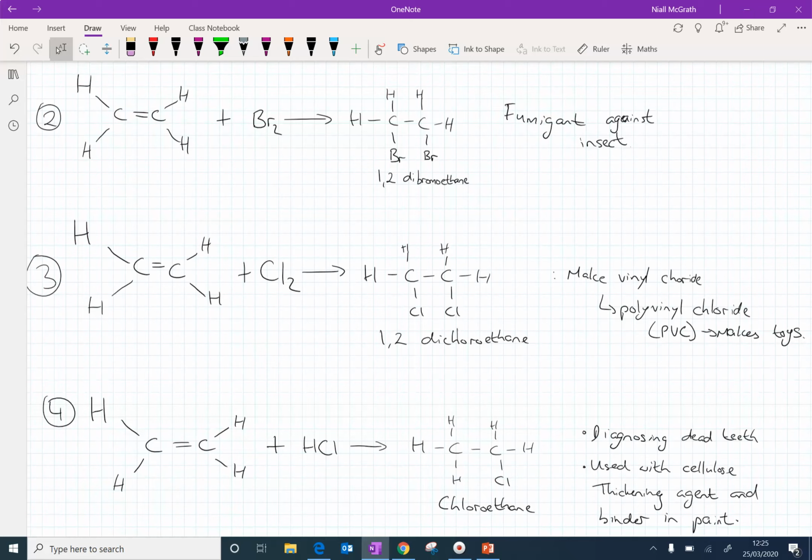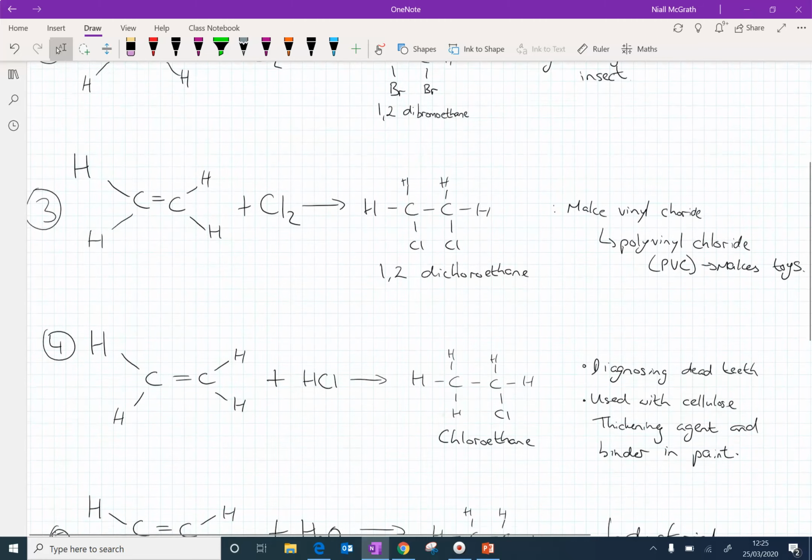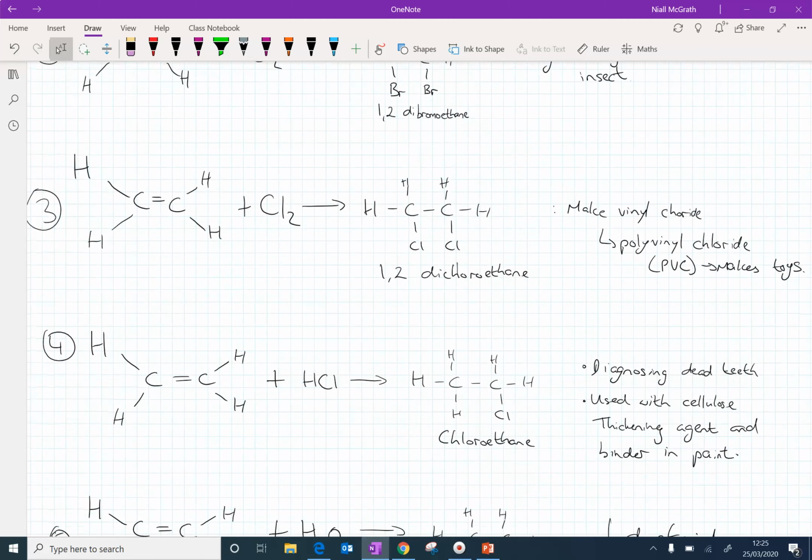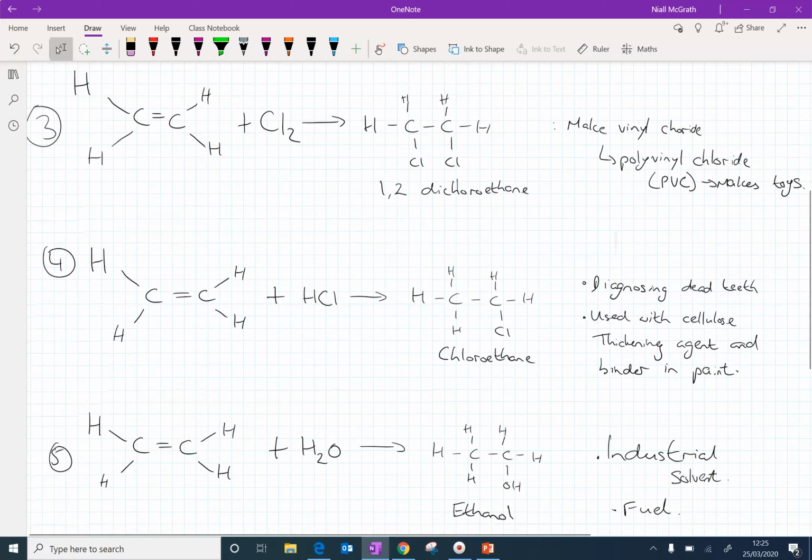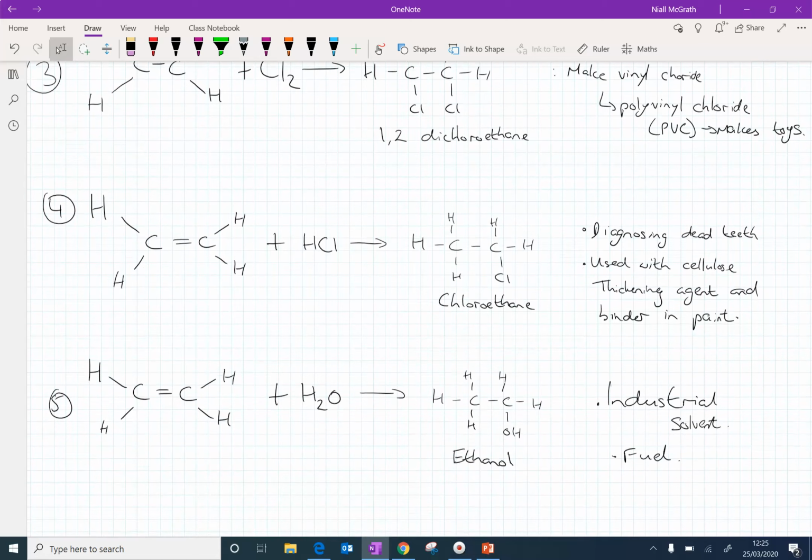Next example is ethene plus hydrogen chloride. You come out with chloroethane. That can be used for diagnosing dead teeth. It's also used with cellulose as a thickening agent and binder in paints. And the last example, which we looked at already a little bit, is ethene and water. You come out with an alcohol, in this case ethanol, and of course that's used as an industrial solvent and a fuel.